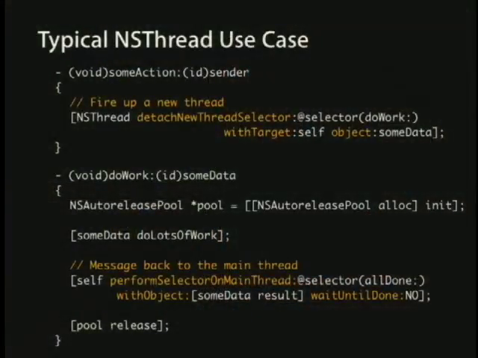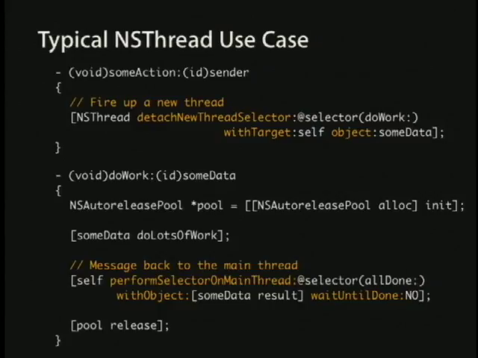So then your doWork method would probably look something like this. As I mentioned, you have to create your own autorelease pool because you won't get that from NSThread. So we'll do that. We'll call doLotsOfWork on some data, some long-running operation that's going to take a while. And then when we're done, we want to message back to the main thread. Maybe not always, but usually. You're going to want to call back to the main thread to tell it that you finished whatever this work was. Maybe you're loading something off the internet so that you can populate your table view cells.